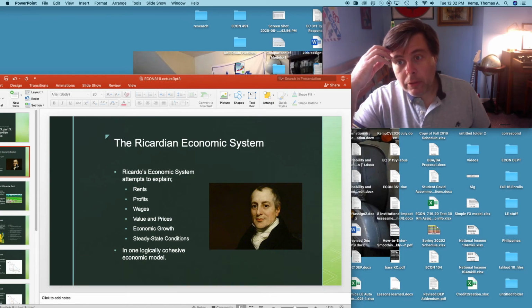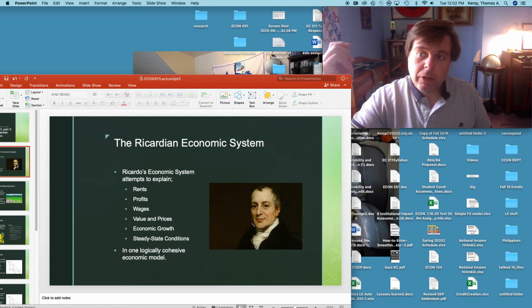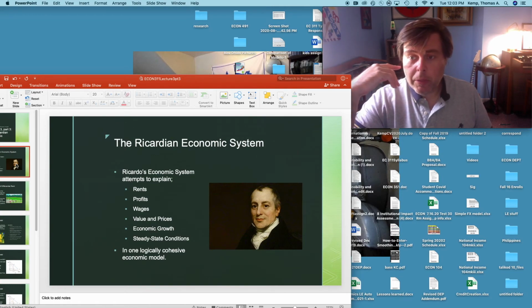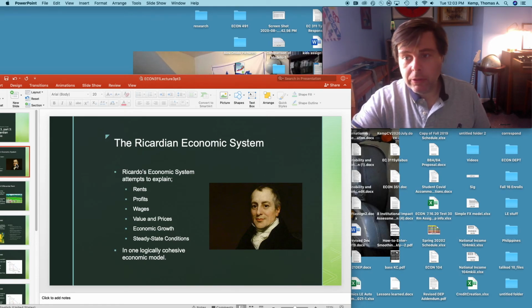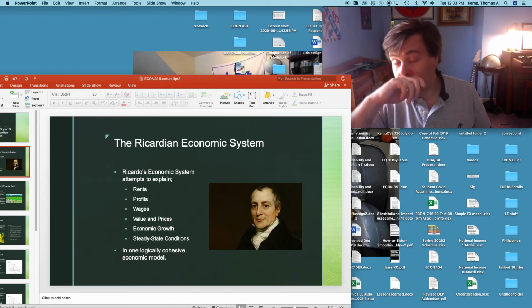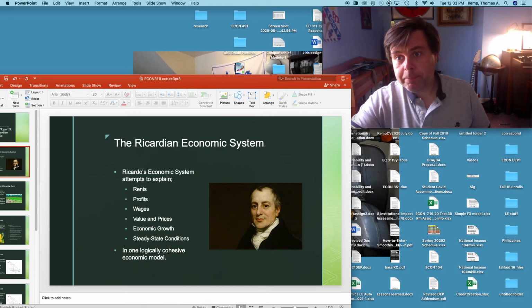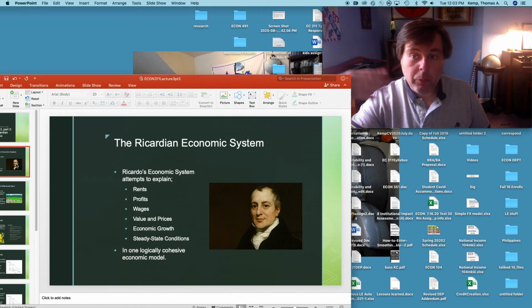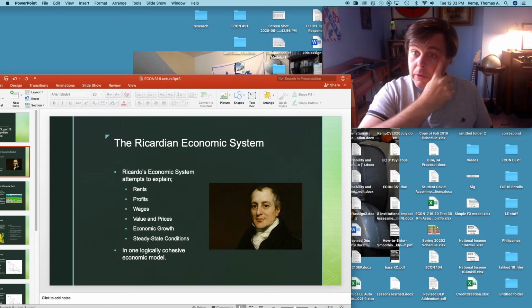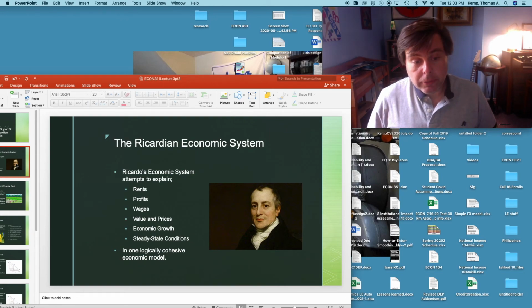Now, by steady state, when classical economists use that term, what they mean is the point at which economic growth no longer occurs. All the classical economists were sort of steady state theorists, including Smith, right? They all thought there was an end to economic growth, that it could not proceed indefinitely. They come to different conclusions about what causes a steady state and what the steady state looks like, but that was really the norm at the time and continued that way for some time after Ricardo.